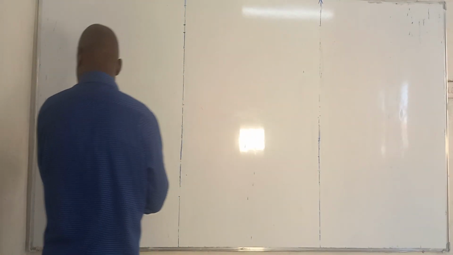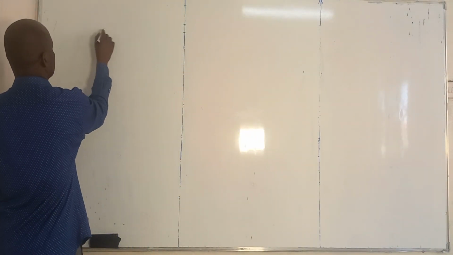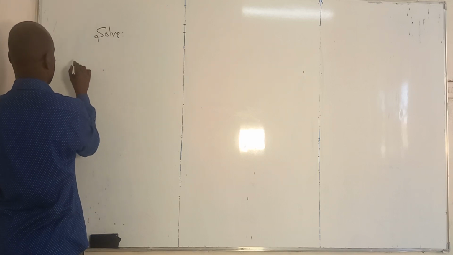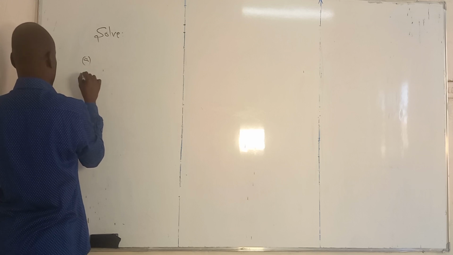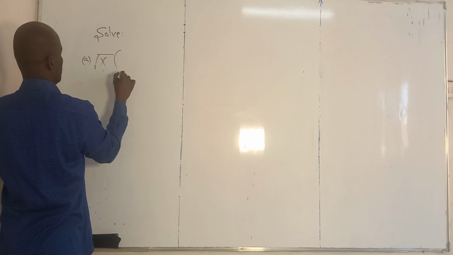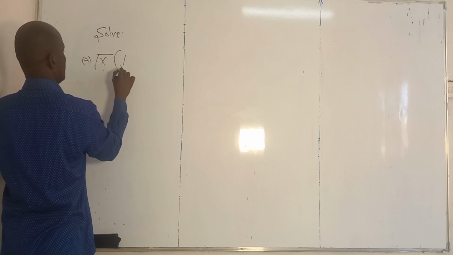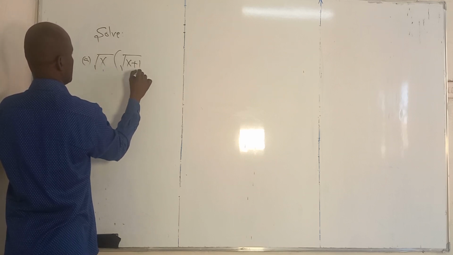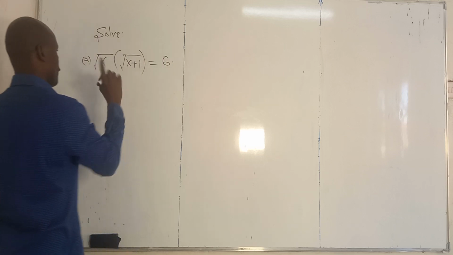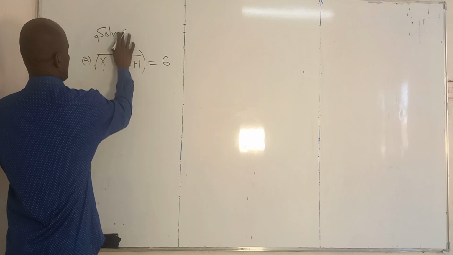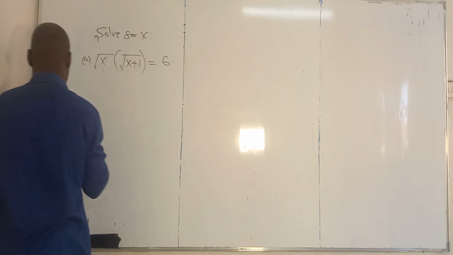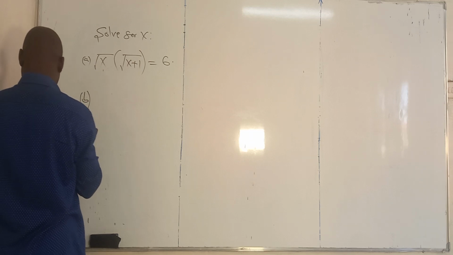Solve: root of x, in bracket root of x plus 1, is equal to 6. So you solve for x. Then part B.